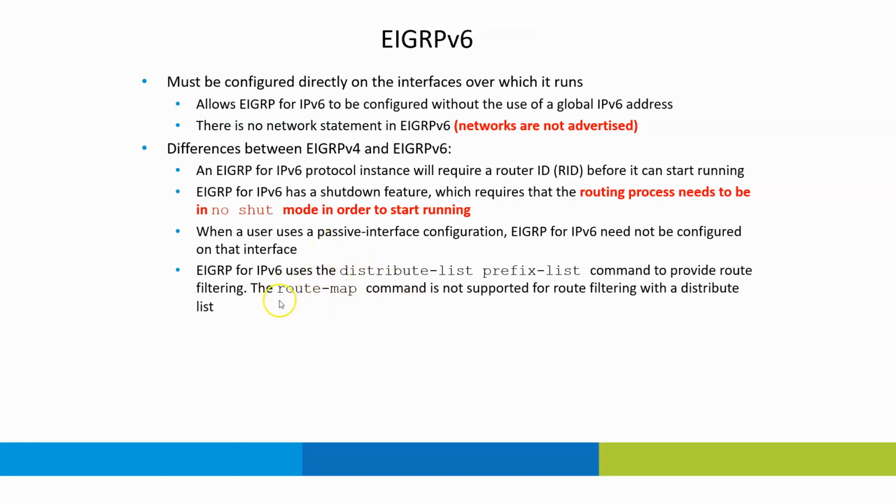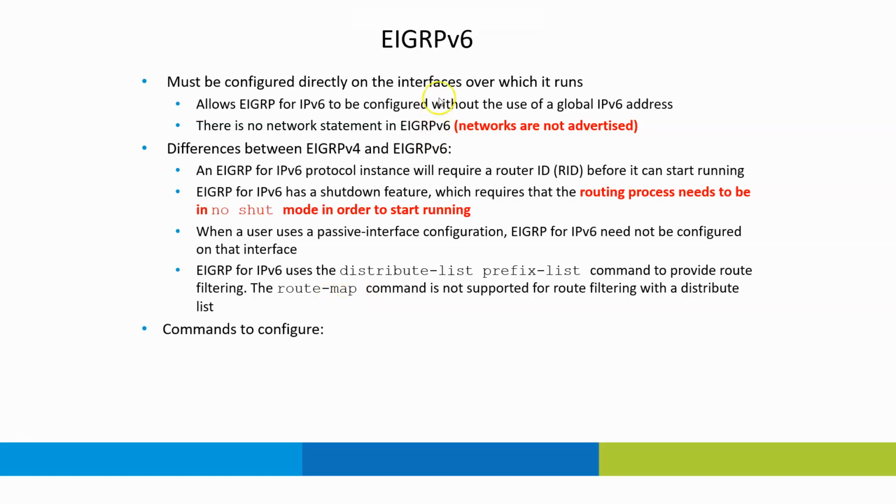The distribute list, prefix list, and the route map, something that is beyond the IPv6, maybe uses a route map. Route maps, if you go onto CCNP, you'll construct route maps.